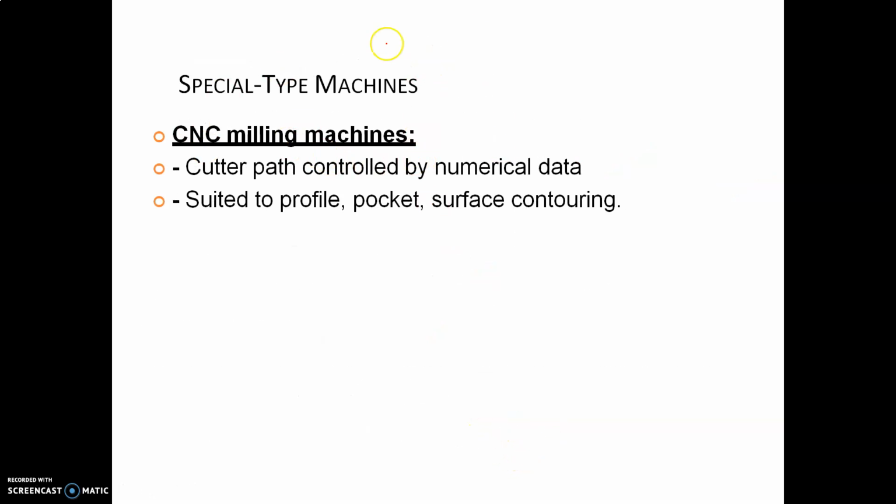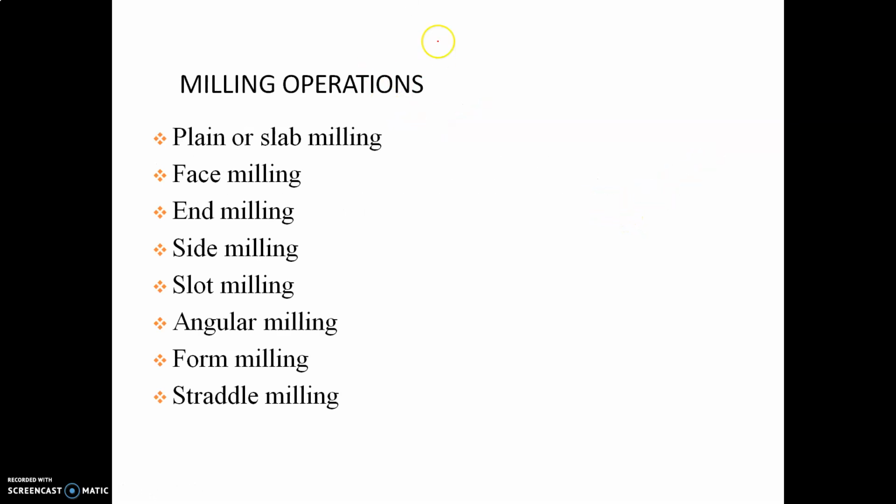CNC milling machine is another special type of milling machine. So present today uses almost all CNC milling machines. So cutter path controlled milling machines suitable for profile, pocket and surface contouring. So milling operations are classified like this: plane milling, face milling, end milling, side milling, slot milling, angular milling, form milling, straddle milling.